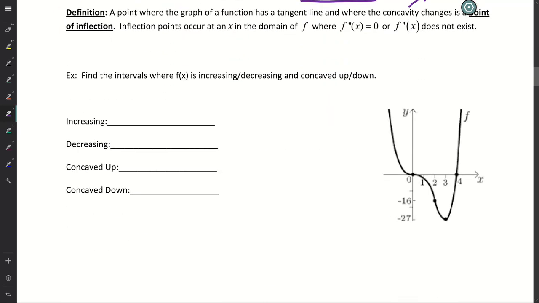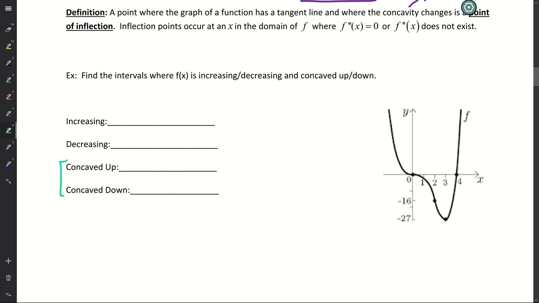So on here, I want to look at a given graph so that you can see what we're talking about as far as concavity. I'm actually going to answer this question a little bit out of order. They're asking for concave up and down as these bottom two pieces. So let me come over here and look at concavity first.